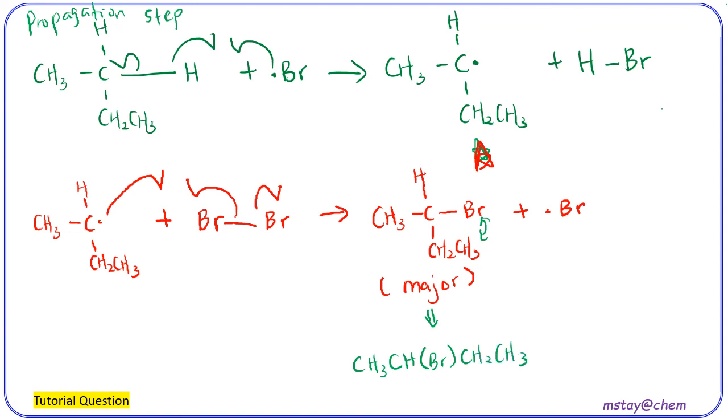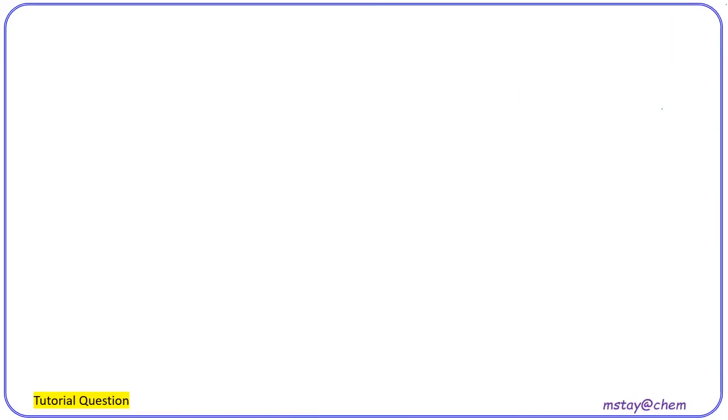With the major product formed, we have already finished the propagation step, and we can proceed to the termination step. Okay, we are near the end of the mechanism. Now we proceed to the termination step. As we know, the termination step involves the combination of two free radicals. So before we proceed, you can recall back to the propagation step.